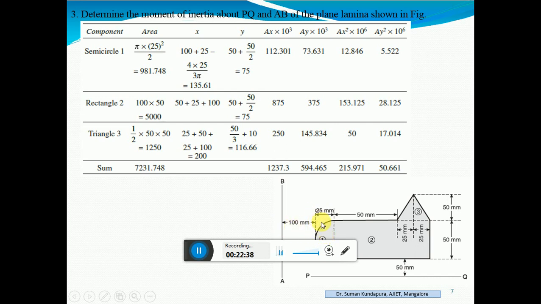100 plus 25 minus 4r by 3 pi, because I have to reach this point. X is from this point to this point. So it is 100 plus, I do not know the direct formula for this side, but this side formula I know, 4r by 3 pi. So it is 25 minus 4r by 3 pi. Simplifying, you will get 135.61. Okay, that is the x for the semicircle.